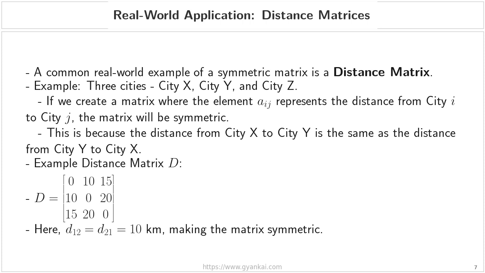If we apply the mirroring rule we discussed in the previous slides, we can see that the element in the first row, second column, denoted as D sub-12, is 10 kilometers. Similarly, the element in the second row, first column, D sub-21, is also 10 kilometers. Because these corresponding elements are identical across the main diagonal, matrix D is a symmetric matrix.